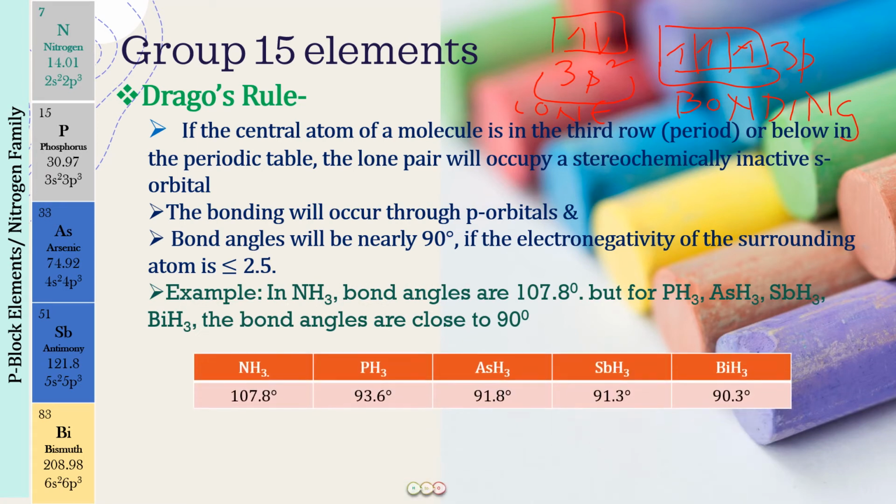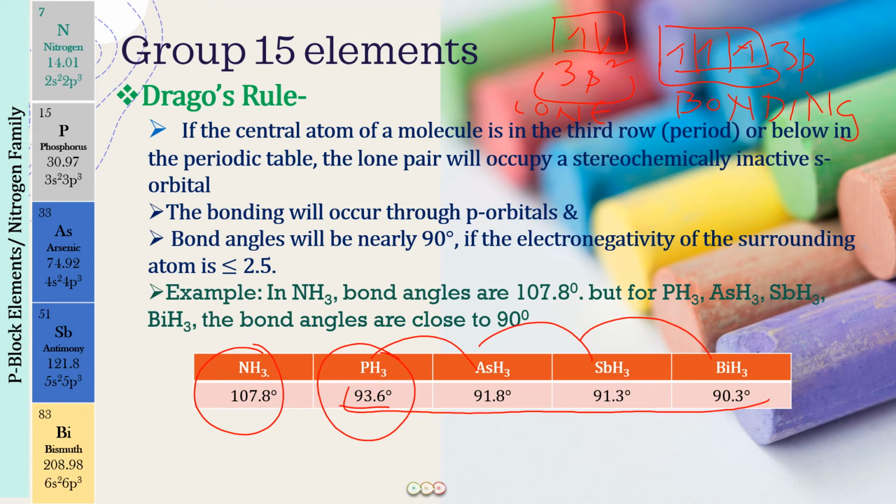If you look at the bond angles, in ammonia the bond angle is 107.8. Going on to phosphine, which we explained by the lone pair-bond pair repulsion being more than the bond pair repulsion, the bond angle decreases. But from phosphine to arsine, stibine, and bismuthine, why are these values not changing drastically? Why are all of them almost equal to 90 degrees? Well, Drago's rule explains why these angles are close to 90 degrees.